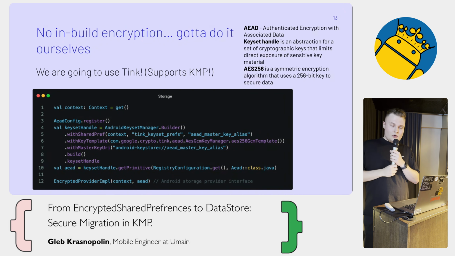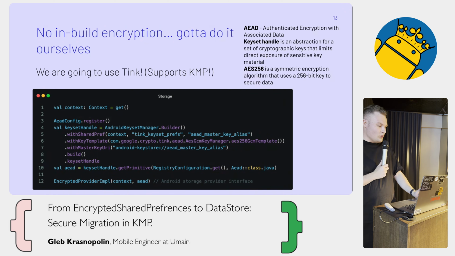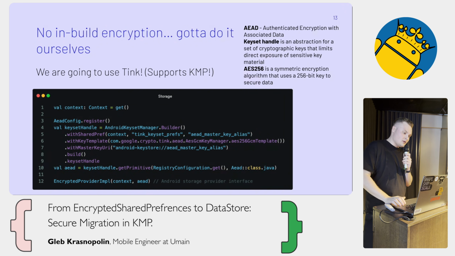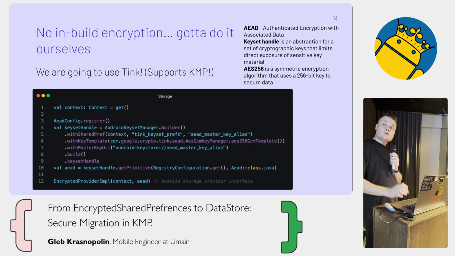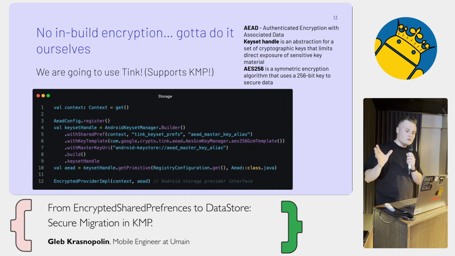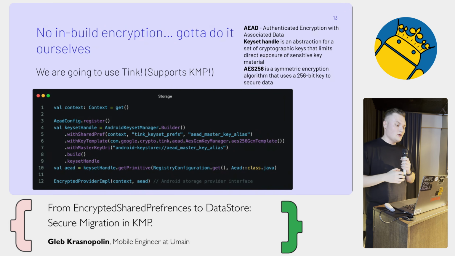And here's the code. First of all, we get the context, since we're working with Android context here. And first thing we need to do is AEAD config, register the AEAD config. What is the AEAD? It is authenticated encryption with associated data. What is associated data? I'll talk a bit later. And what you need to do first is to create a key set handle. The key set that your data is going to be encrypted with.